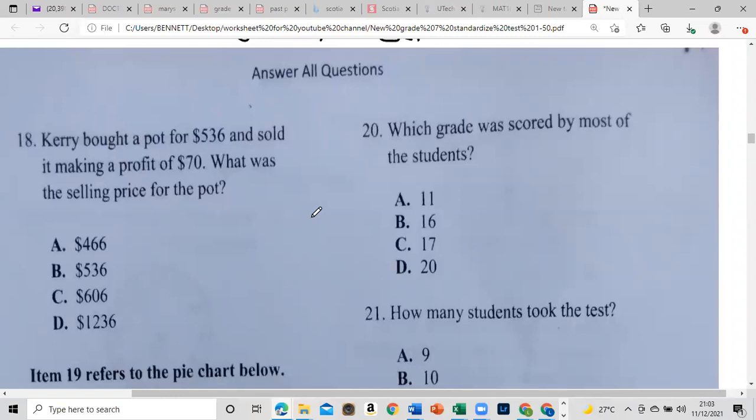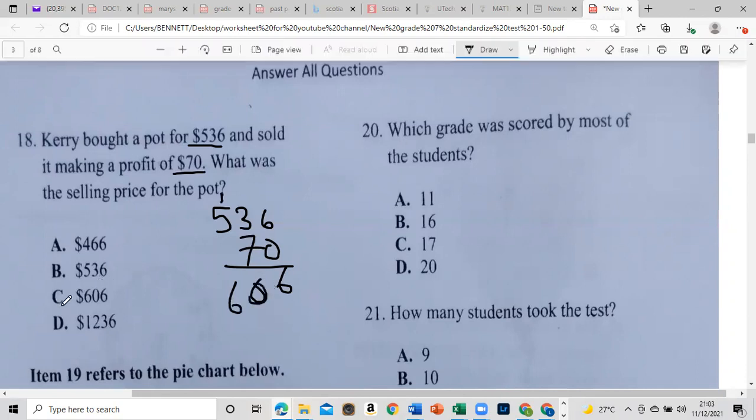All right. So Kerry bought a pot for $536 and sold it to make a profit of $70. What is the selling price? So boom, you buy it for $536 and you want to make $70 on it. All you have to do is just add $70 on the money. Not so hard. 7 and 3, 10. Carry the one. So 606.